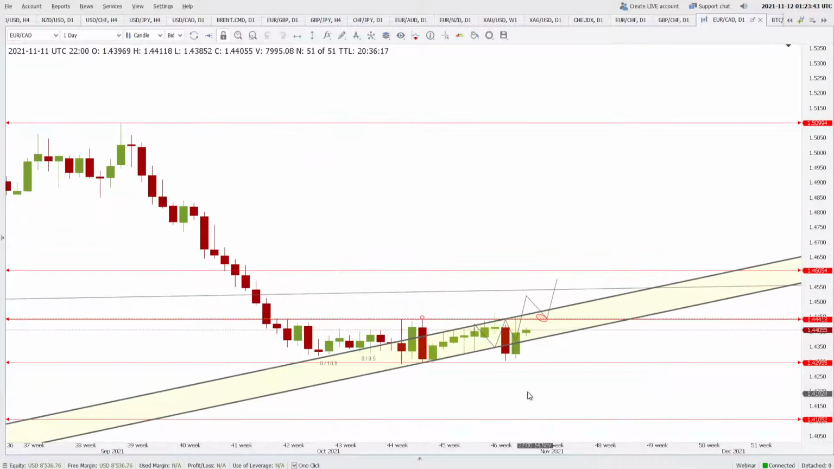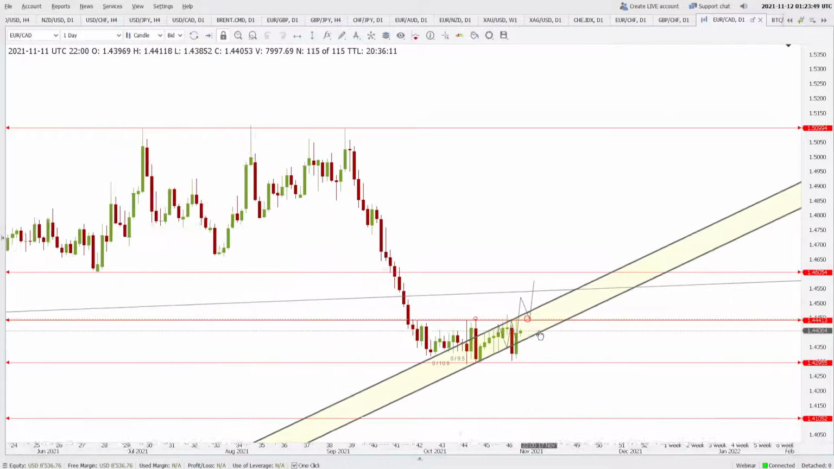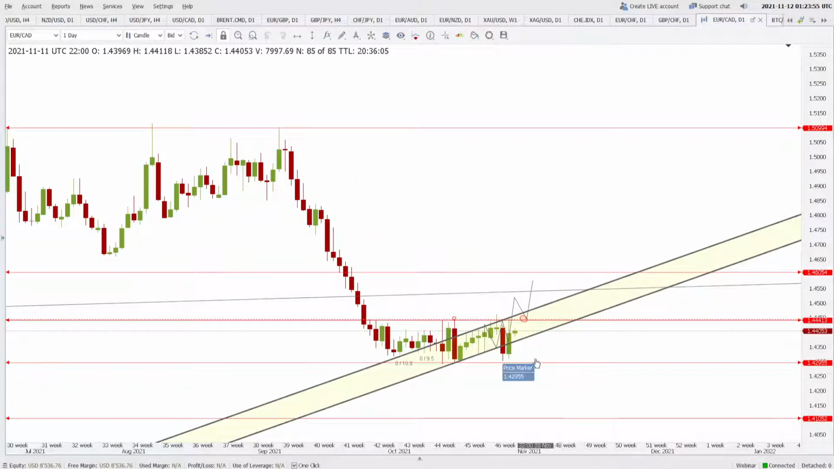EURCAD also is consolidating between these two levels of 1.4441 and 1.4295. Till the time the price does not break either of these directions, we cannot be sure where it is headed. So just stay away from this market till the time it does not move in any of the directions.